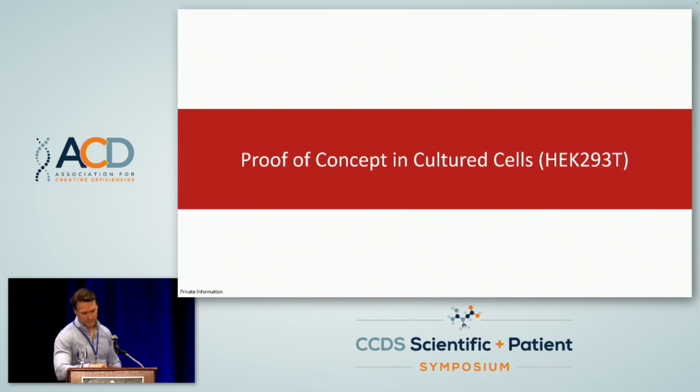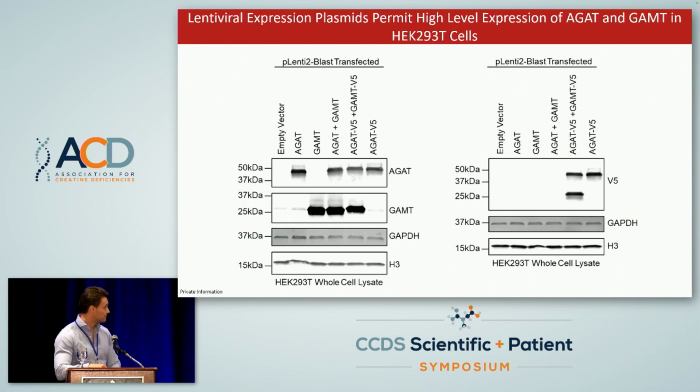As a proof of concept, we started out with HEK293T cells, which are a human embryonic kidney line. But in many ways, these cells are reminiscent of neurons. At the gene expression level, they correlate best with cells from the adrenal medulla. So they're sort of like a neuronal cell line that originated from an embryonic kidney. We developed lentiviral vectors to overexpress AGAT and GAMT, and then we transfected those into HEK293T cells.